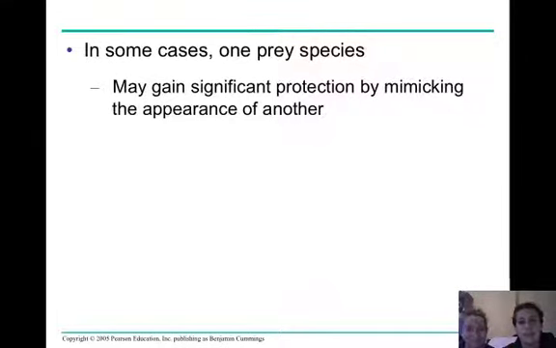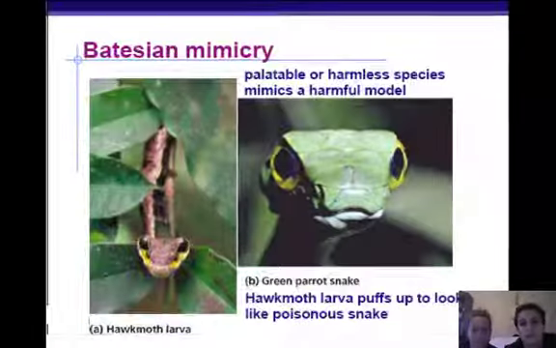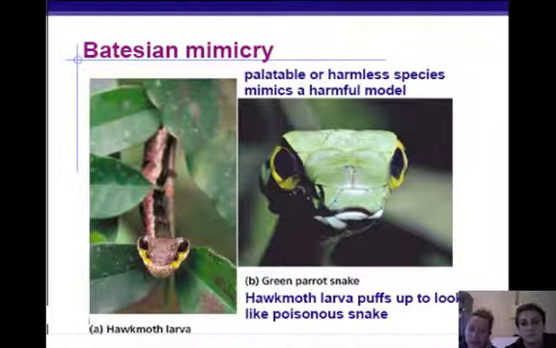All right, in some cases, one prey species may gain a significant protection by mimicking the appearance of another. So that means they are looking like something else that they're not. This is called Batesian mimicry, and it's when a palatable or harmless species mimics a harmful model. Palatable means something that can be eaten. It has to do with your palate, how it tastes, and harmless, obviously. And so what they want to do is mimic a poisonous or a harmful model so that other organisms stay away from them.